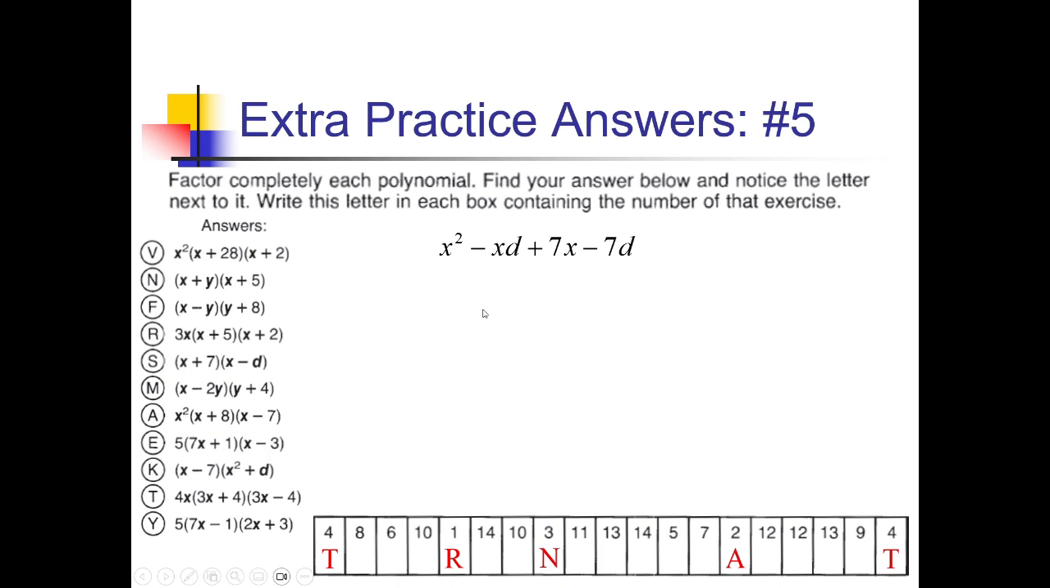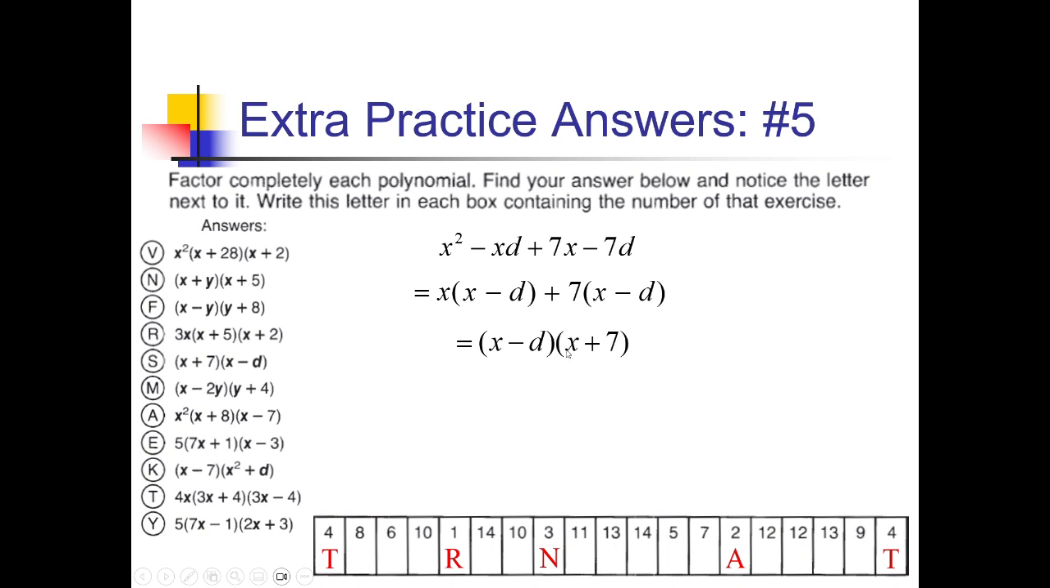For number 5, I can't take out any common factors. However, I've got 4 terms already, so I can try grouping this one. First 2 terms, it looks like those have an x that they can both get taken out. So we have an x squared turning into an x, and this xd term is now just going to be a minus d. For the last 2 terms, definitely I can take out a 7. So that leaves me with an x and a minus d. X minus d is our common factor that we can take out of everything.